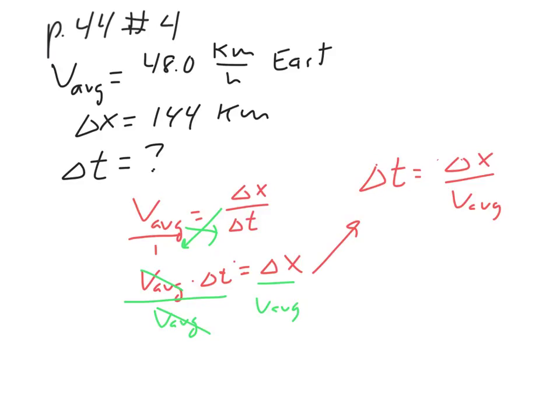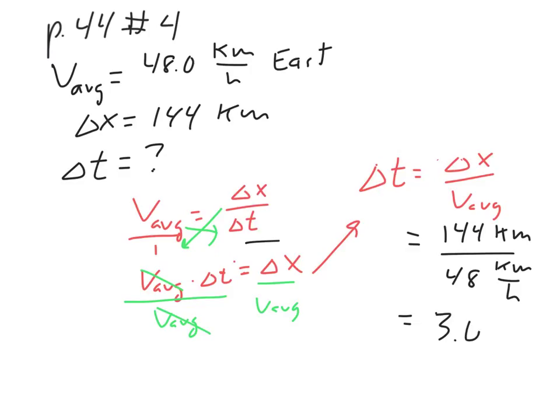So at this point we have an equation. We can plug in some numbers, the numbers that we know. Delta x is 144 kilometers. And I got that over here. And I'm going to plug in this number 48 kilometers per hour east. So 144 divided by 48 comes out to be a nice number of 3. And I'm going to write that as 3.0. I can even write that as 3.00. And the reason for that is because this number has 3 sig figs, 48.0. 144 has 3 sig figs. So I can have 3 sig figs in my final answer.